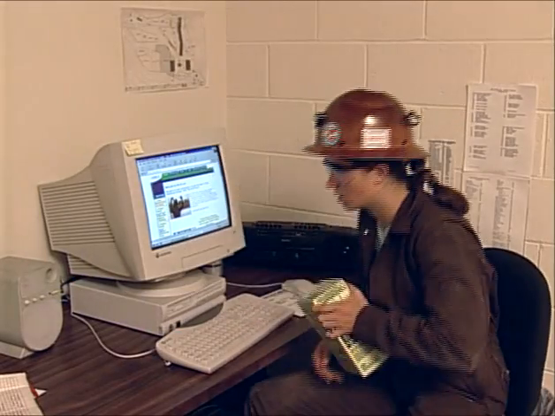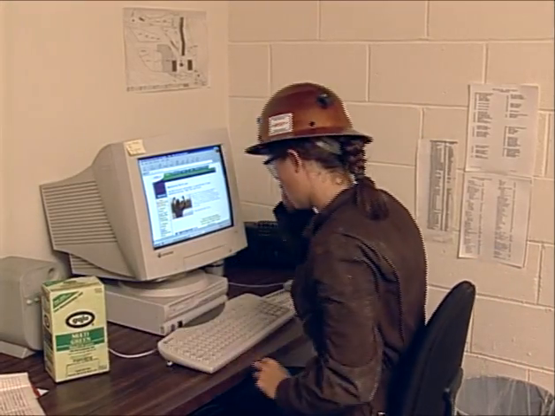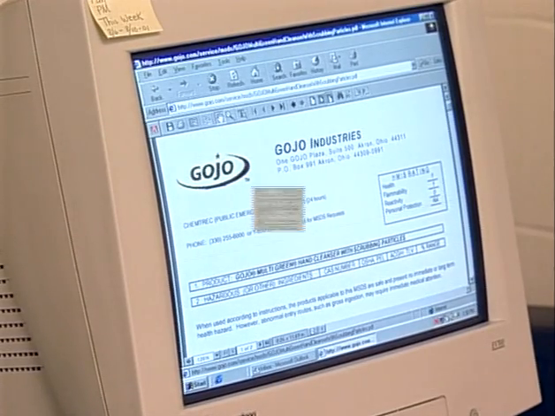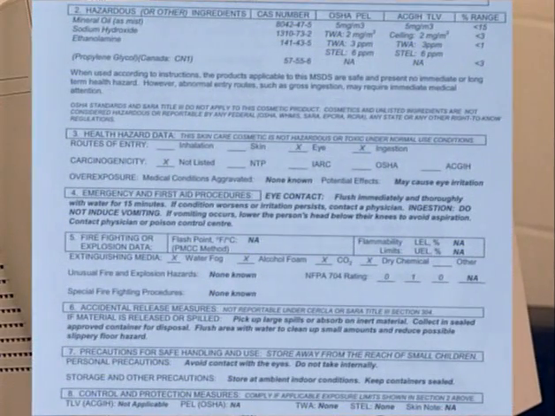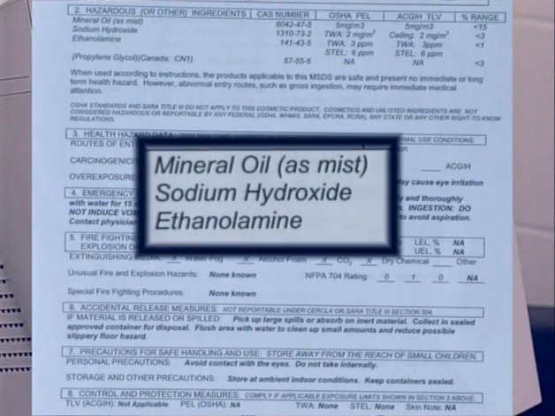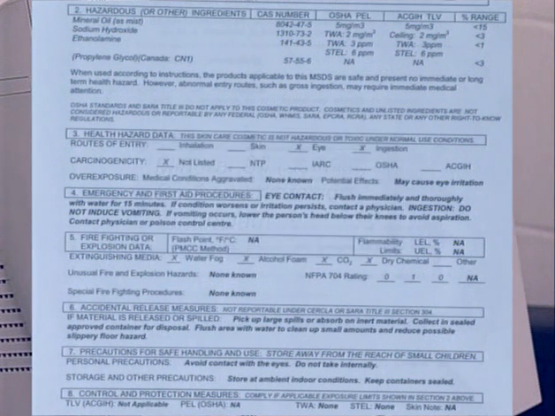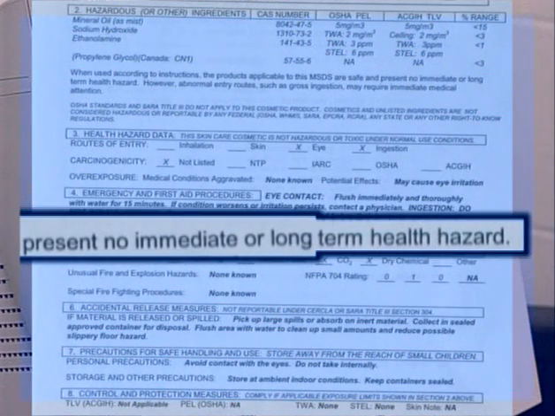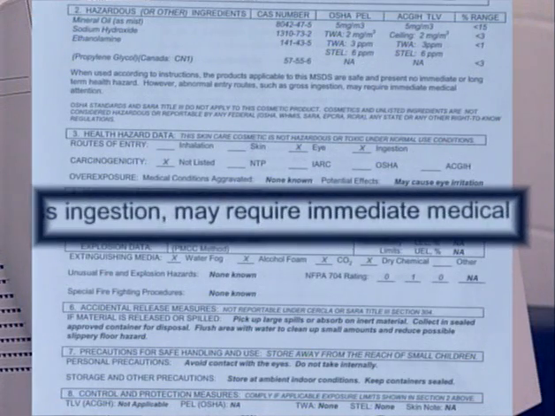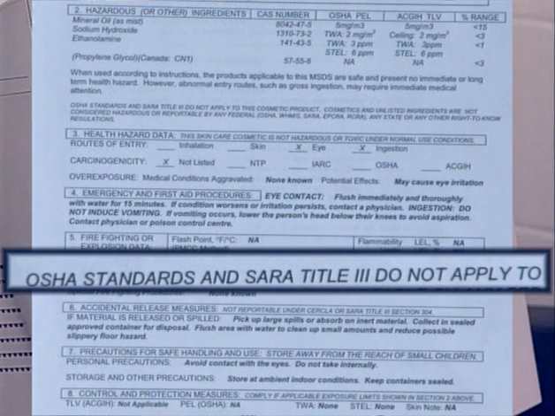The store didn't have an MSDS to give you, but you get one through the product's webpage. The MSDS says that the product contains the following hazardous ingredients: mineral oil, sodium hydroxide, and ethanolamine. The product is safe and presents no immediate or long-term health hazard. Ingestion may require medical attention, and OSHA standards and SARA Title III do not apply to this cosmetic product.